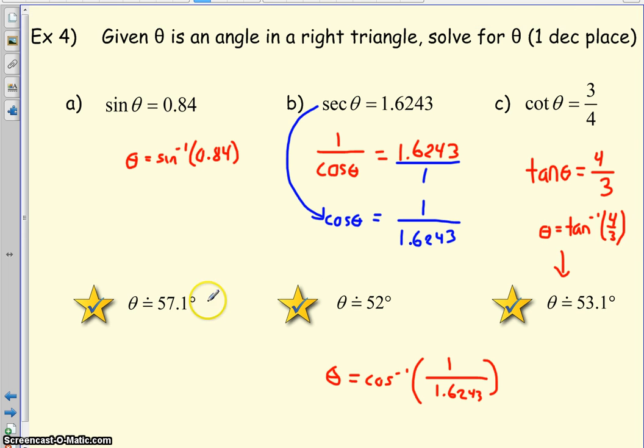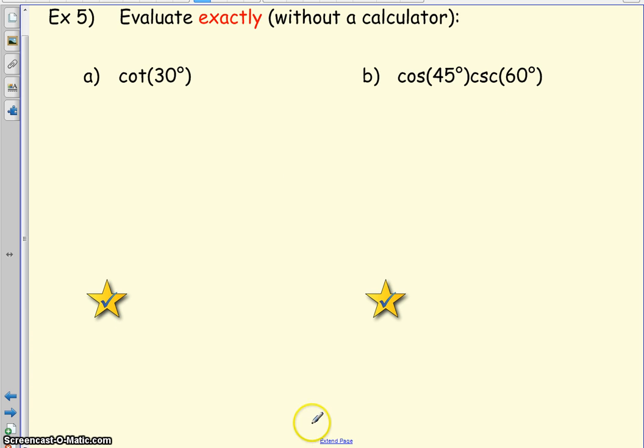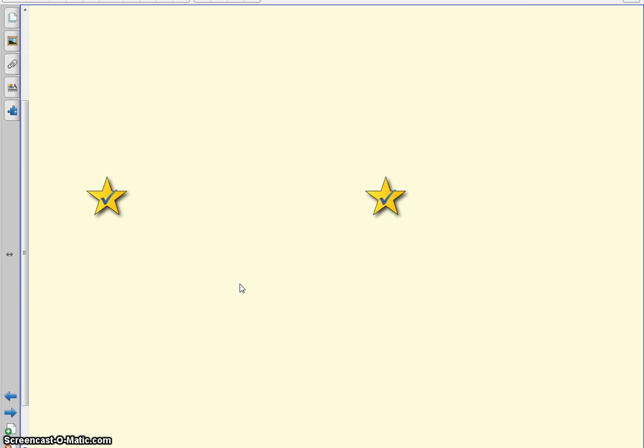Okay, so last thing I want to do is work on evaluating expressions exactly. So I want you to put your calculators away for this one. You shouldn't need them. Okay, so what I want you to notice here, if you look at the angles involved, 30 degrees, 45 degrees, 60 degrees, those angles all come from the special triangles I showed you guys a couple slides ago. So you should be able to replicate these calculations. You shouldn't have to look back at your chart for anything.